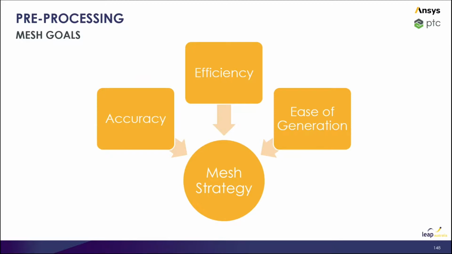And then the other thing is generation as well. Ideally, if we're doing a lot of design iterations, we want to make sure we can do it pretty quickly, which is why using things like name selections is super important. Now, the goal is always to find a compromise between all three of those aspects.